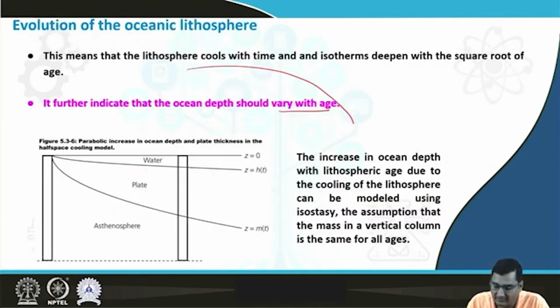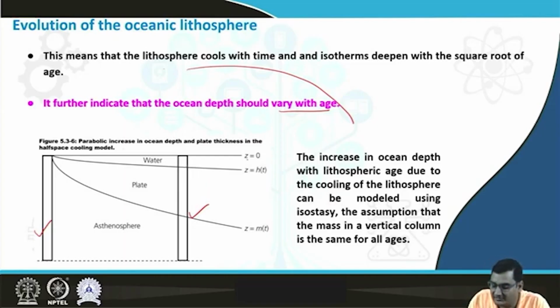Now this is the parabolic increase in ocean depth and plate thickness in the half space cooling model. The increase in ocean depth with lithospheric age due to the cooling of the lithosphere can be modeled using isostasy, the assumption that the mass in a vertical column is the same for all ages. As per the principle of isostasy, the mass in this particular column and this particular column will be equal, and that will be used for further calculation here.